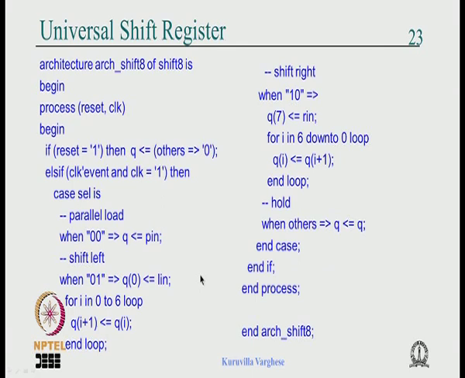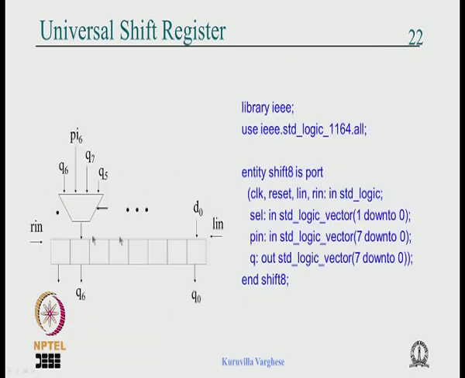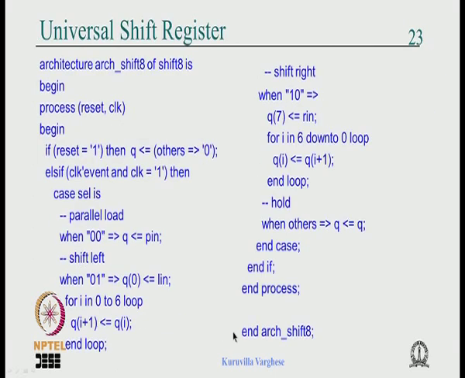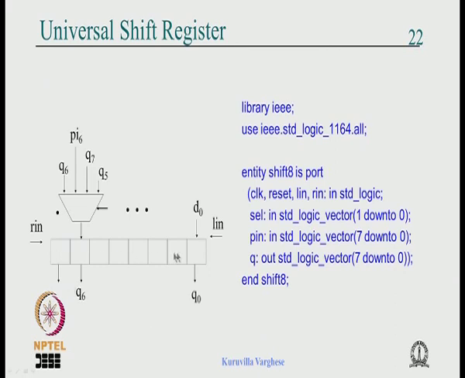So let us write this instead of the loop as a single mux, that is what we are going to write. That is how the code is here. If reset is 1 then Q gets others 0, else if clock tick event, clock is equal to 1, case select is when 00 Q gets P in, but when 01 we are going to see it as a single mux now. Q(7 down to 0) gets Q(6 down to 0) and L in, that is what is shown here. Now this part gets this part, that is what is shown here.